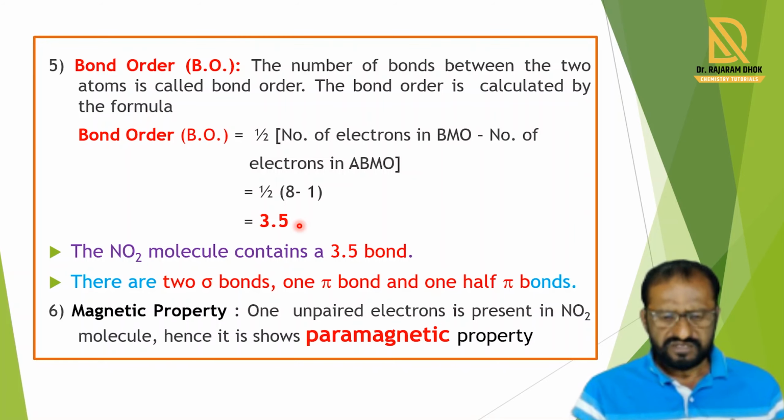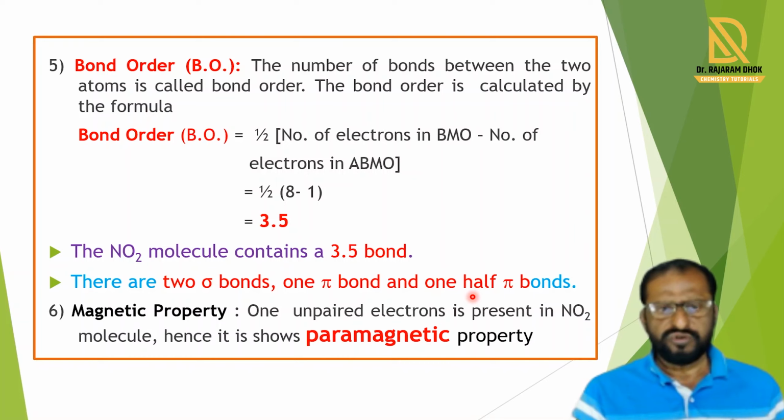That means one sigma bond is present, one pi bond is present, again there is one pi bond, and the fourth is the half pi bond. So here two sigma bonds, one full pi bond and one half pi bond are present, and totally 3.5 bonds are present.